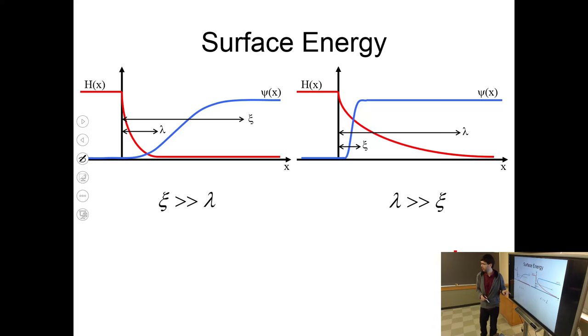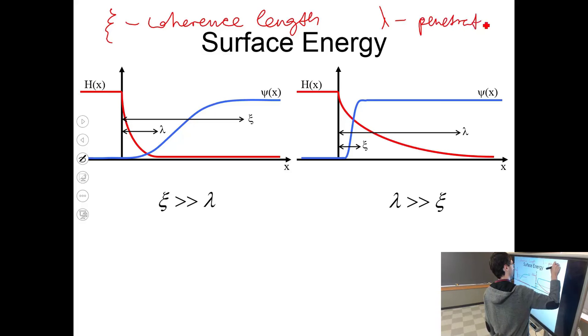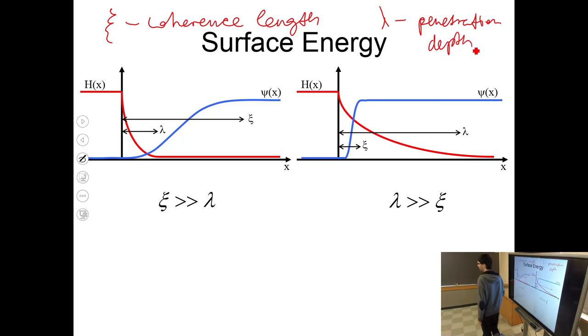Remember I introduced energies, length scales to you. Xi was the coherence length. And lambda was the penetration depth. So let's think about a boundary between a non-superconducting part of space and the superconductor. It could be the edge of the superconductor. It could be next to a vortex.